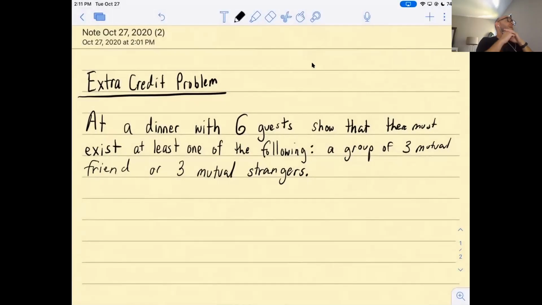Oh, okay, that's a good point. Gabby asked a question: who started this dinner party? The person would have to know all the people. So okay, that might be true. So there might be one person who knows everybody. We're not making that assumption.